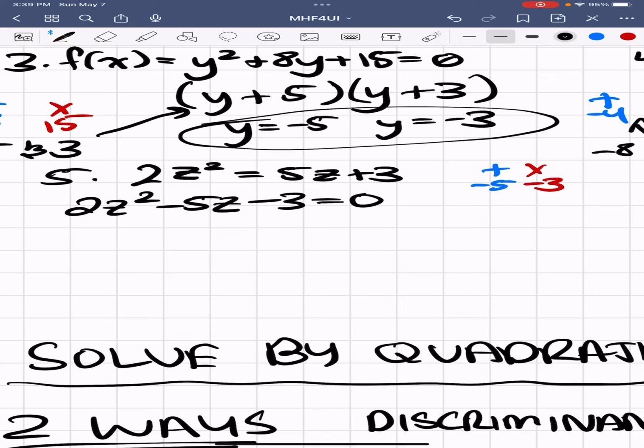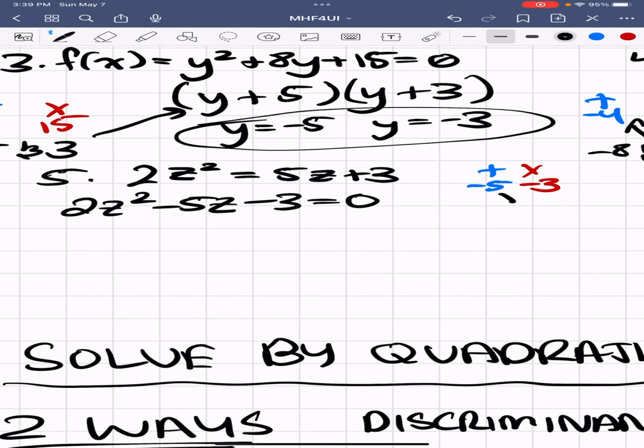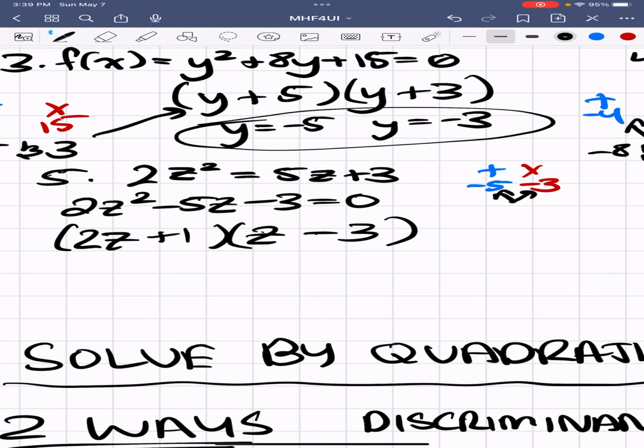I need numbers that add to -5 and multiply to -3. So I'm thinking it's a positive and a negative number because our product is negative. A positive and a negative number multiplied together equal a negative number. And we're also looking for a positive and negative number because we're at -5. So the two numbers that I am looking for, if we factor this expression, are 2z and z, and then I'm thinking -3 and +1.